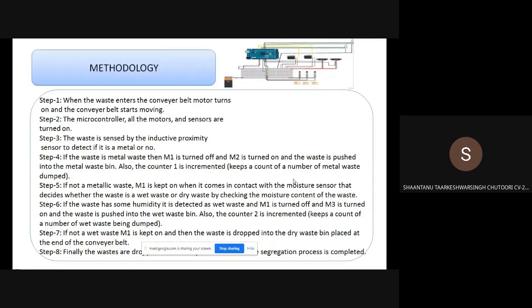The methodology of our project includes the basic working principle: when waste enters the bin, it falls onto a conveyor belt and first comes in contact with an inductive proximity sensor to check whether the waste is metal or not. Further, the waste is checked for moisture by a moisture sensor before being deposited into the appropriate bin.